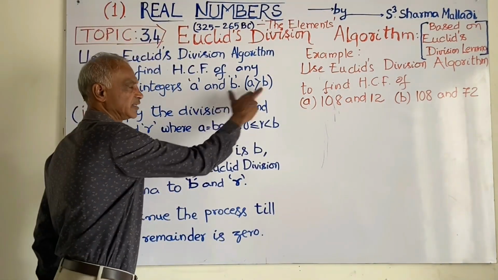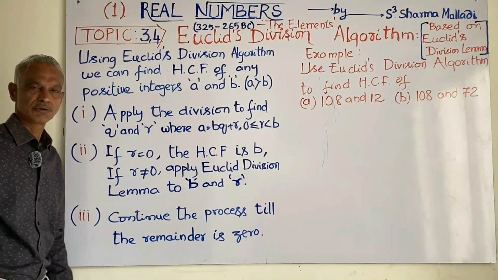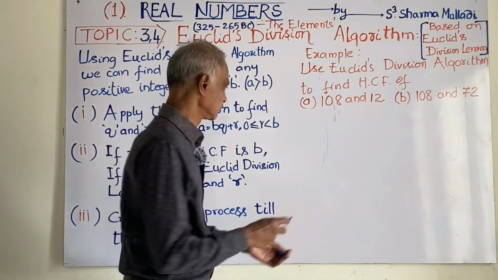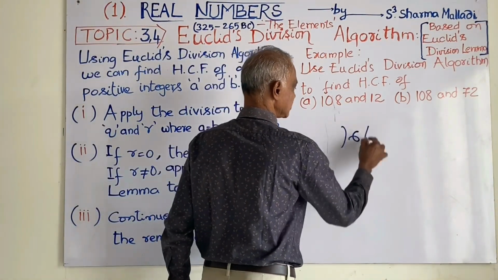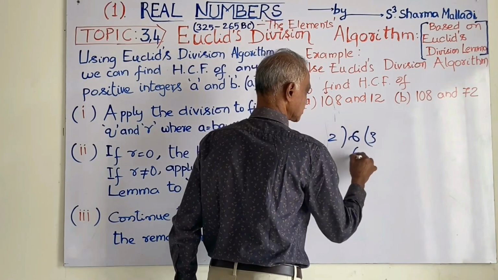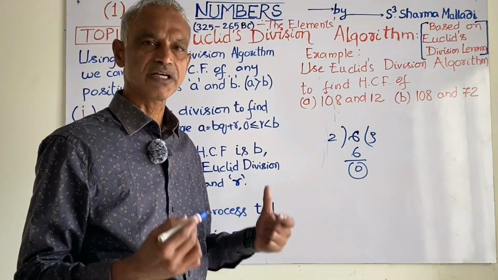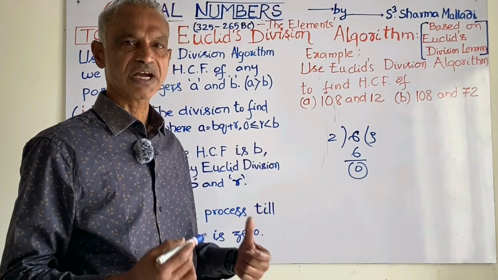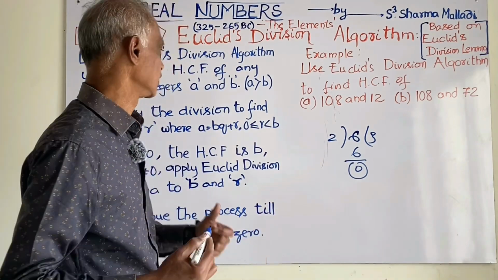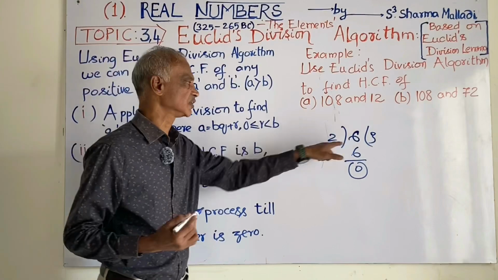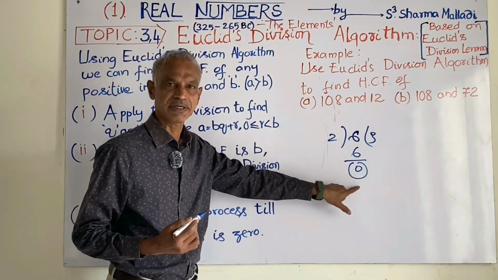A should be greater than B. We know when we divide 6 by 2, 2 threes are 6, and we get remainder 0. What are the steps to find the HCF, highest common factor, of two positive integers? See, we are dividing 6 by 2, 2 threes are 6, and we get remainder 0.